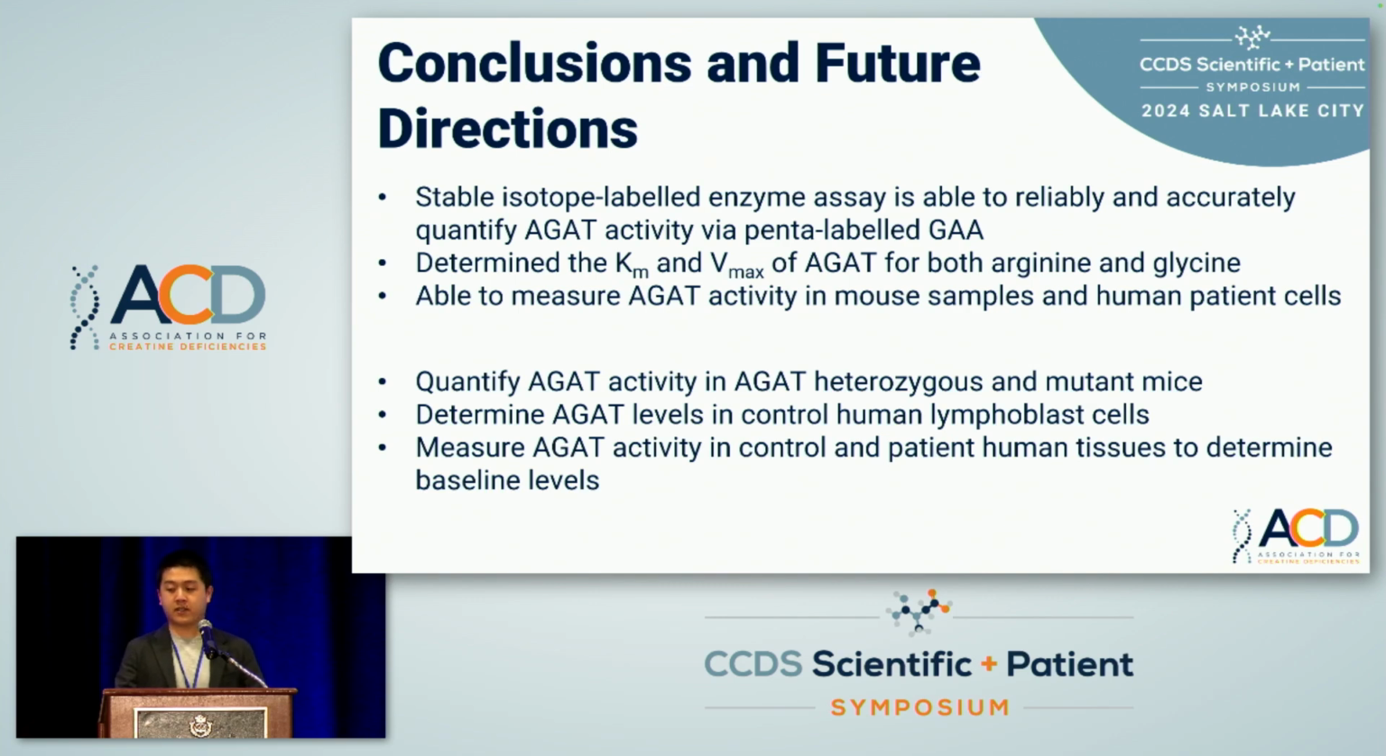Moving forward with this project, the next goal is to measure AGAT in different mouse genotypes, specifically mice that are either heterozygous or mutant for AGAT, to see how being heterozygous might affect the ability of AGAT to perform its reactions. And finally, we're also looking to measure AGAT activity in more human-relevant cell lines, such as control lymphoblasts, as well as control human patient tissues, with the goal of establishing a comprehensive baseline, and this can also aid in diagnostic purposes.